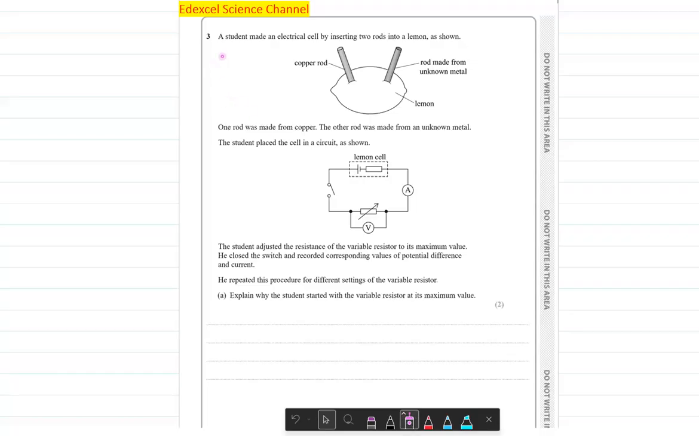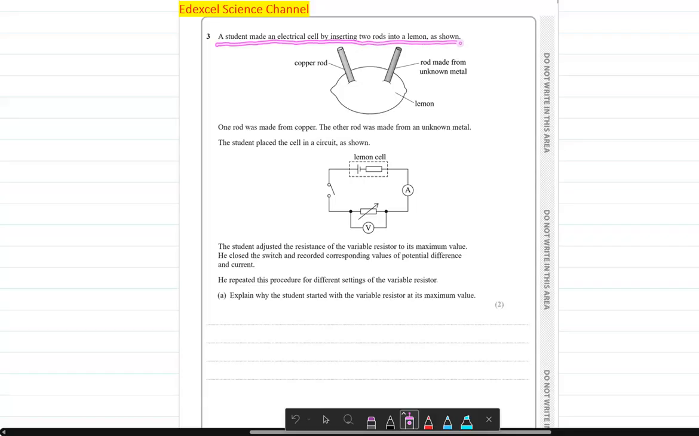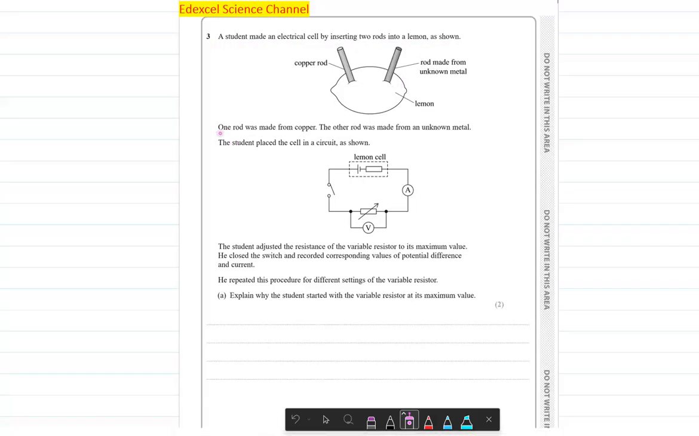Question number 3 is saying, a student made an electrical cell by inserting two rods into a lemon as shown. One rod was made from copper, which is this one. The other rod was made from an unknown metal, which is this one. The student placed the cell in a circuit as shown. So this is the lemon cell, which is connected to an emitter, and this is a variable resistor, and this is our switch.